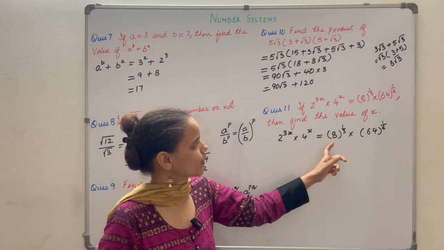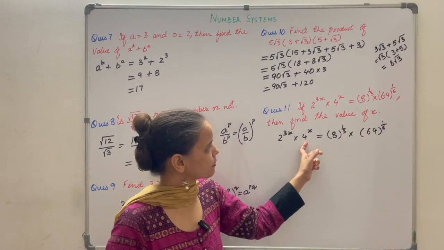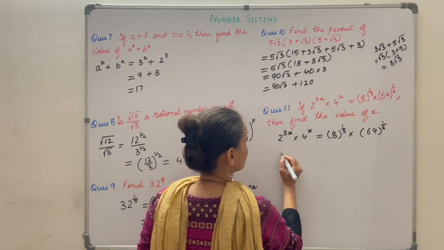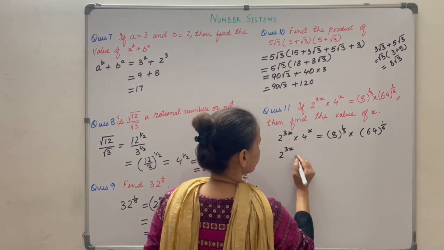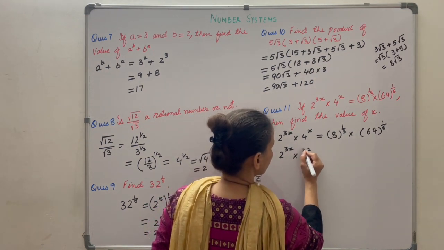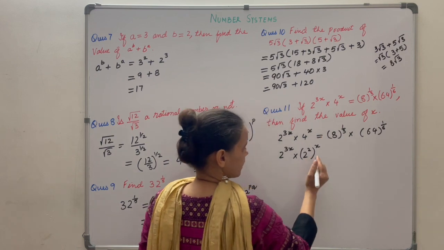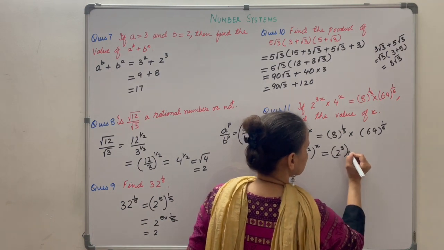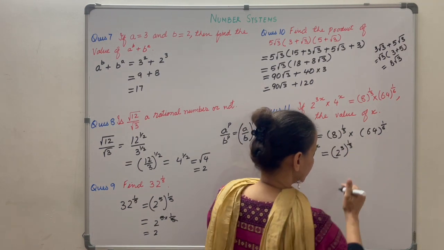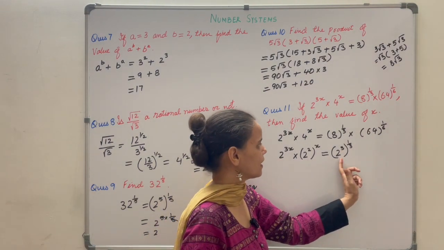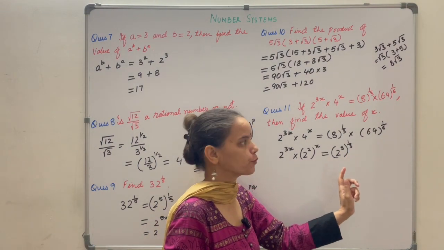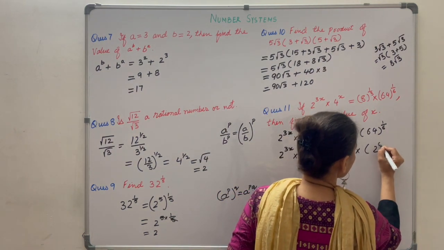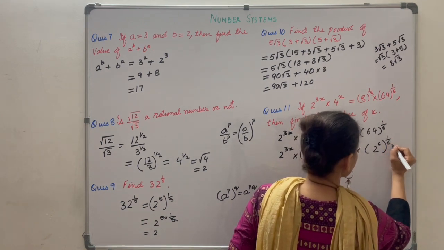So here 4, 8 and 64. We can express all these numbers with the base 2. Let us rewrite it. So 2 raised power 3x, instead of 4 we can rewrite it as 2 square, that is 4 raised power x, is equal to, instead of 8, we can rewrite it as 2 cube. This is raised power 1 by 3. 64 is 8 into 8, right? And 8 is 2 cube. So 2 cube into 2 cube. What will you get? 2 raised power 6. So into 2 raised power 6 whole raised power 1 by 6.